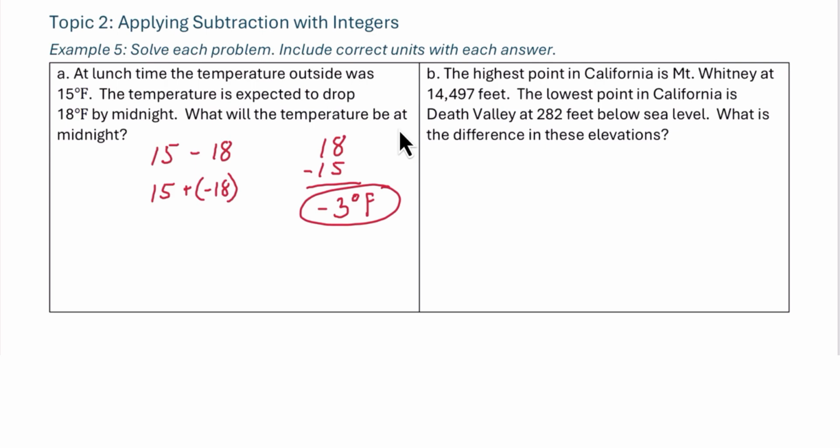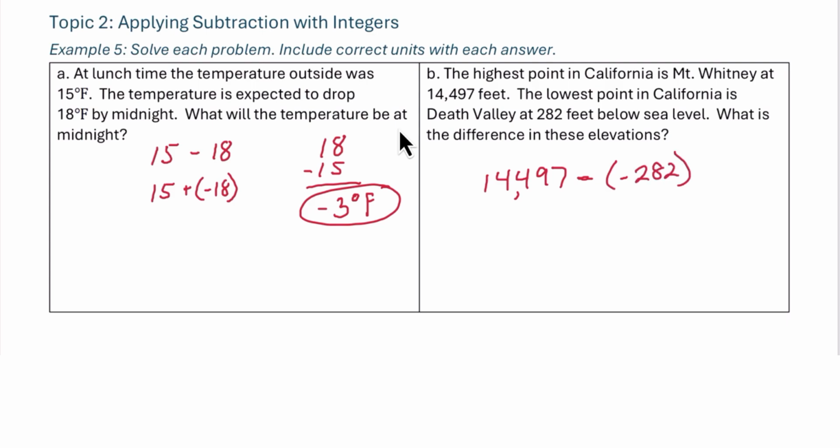In part B, the highest point in California is Mount Whitney at 14,497 feet. The lowest point in California is Death Valley at 282 feet below sea level. What is the difference in these elevations? We start at 14,497 and we're dropping to below sea level. So we want to subtract negative 282 feet.